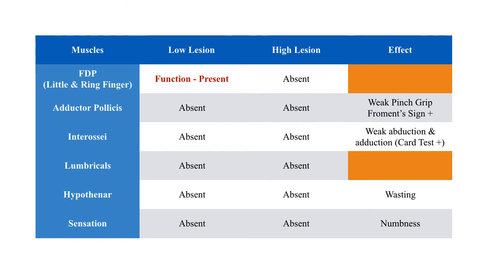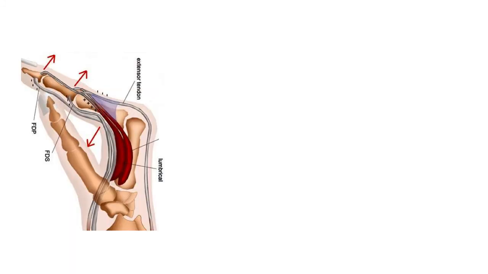Now coming to the next classical picture of ulnar nerve palsy, that is claw hand. You remember the muscle involved in claw hand is lumbrical. Remember the mnemonic: claw contains L. So in claw hand, lumbricals are paralyzed. So as we have seen earlier, keep your hand in L shape and the action of lumbricals is it flexes the metacarpophalangeal joint and extends the interphalangeal joint as shown by the red arrow.